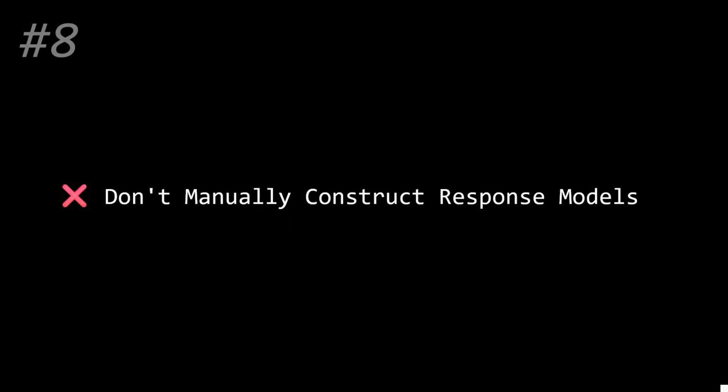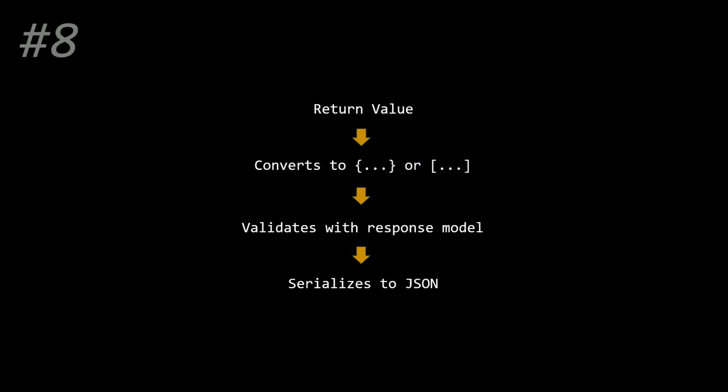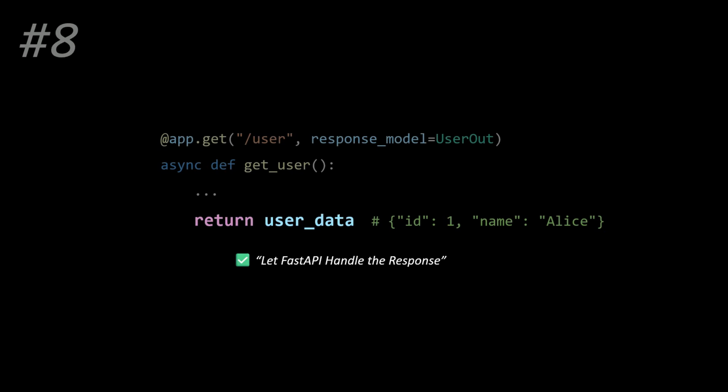Number 8, don't manually construct a response model in your FastAPI endpoints. If you have set a response model, there's no performance benefit to creating that model yourself just to return it. FastAPI will do it anyway. It first converts your return value to a dictionary or a list, validates it against the response model, and then encodes it to JSON. Just return a plain dictionary and let FastAPI take care of the rest.